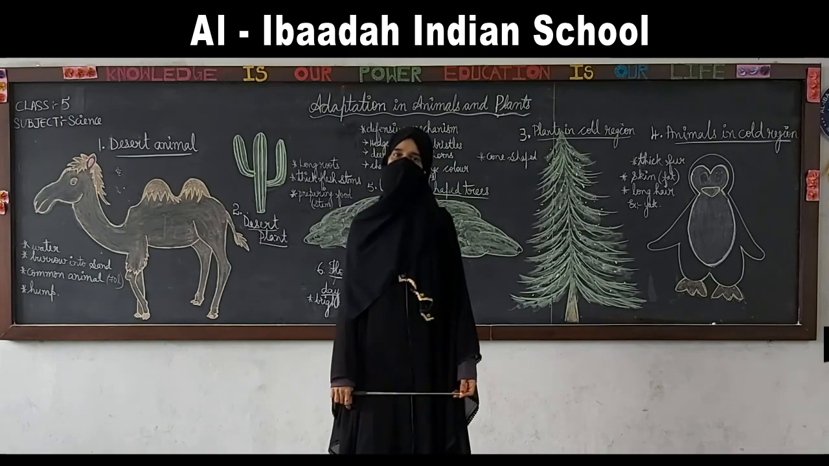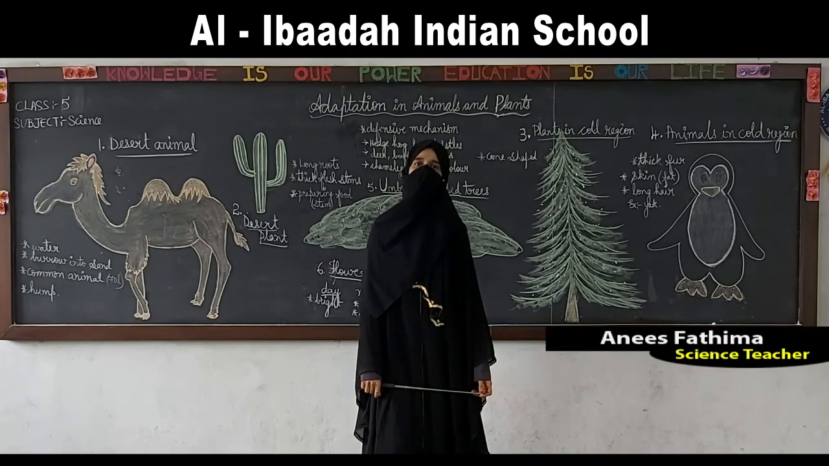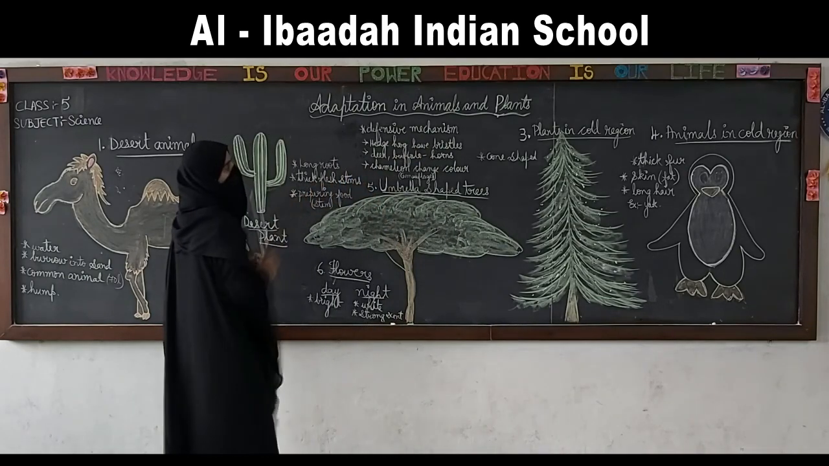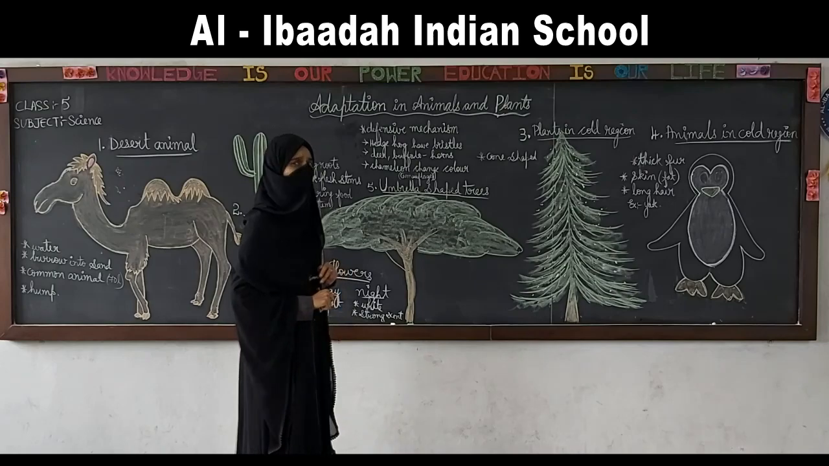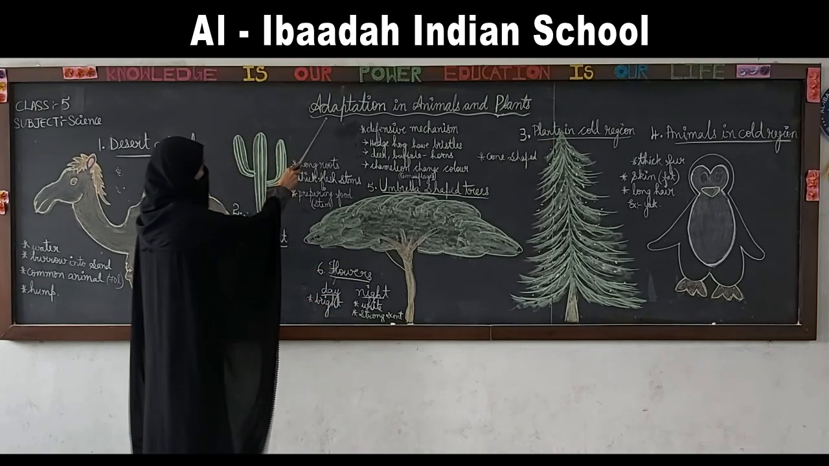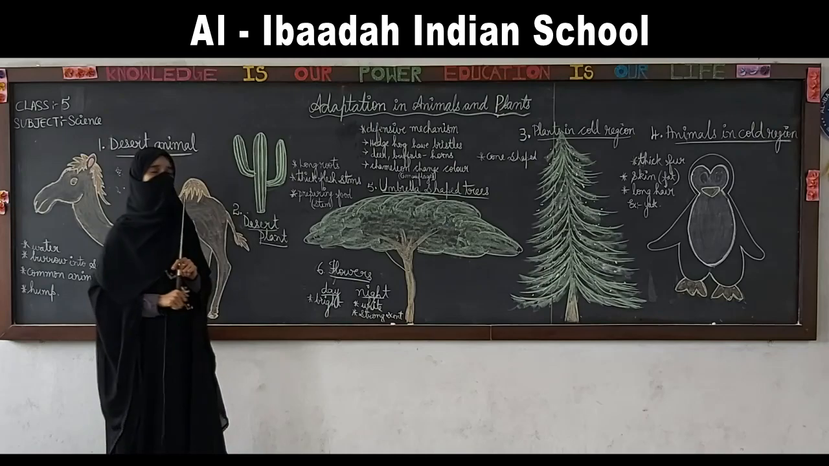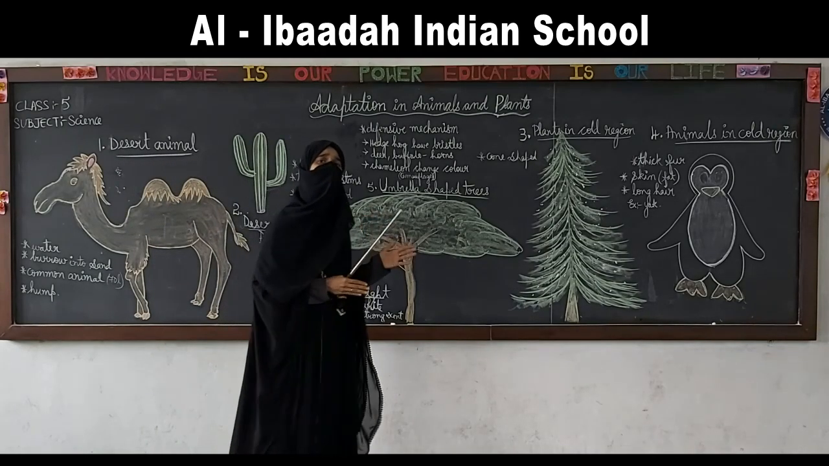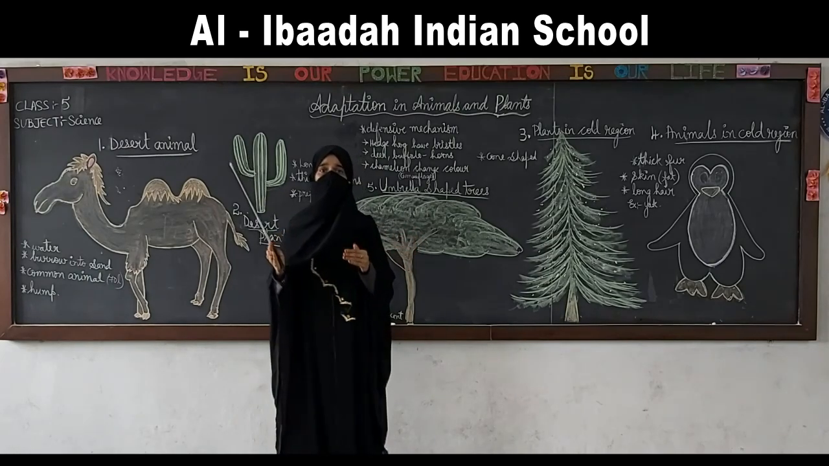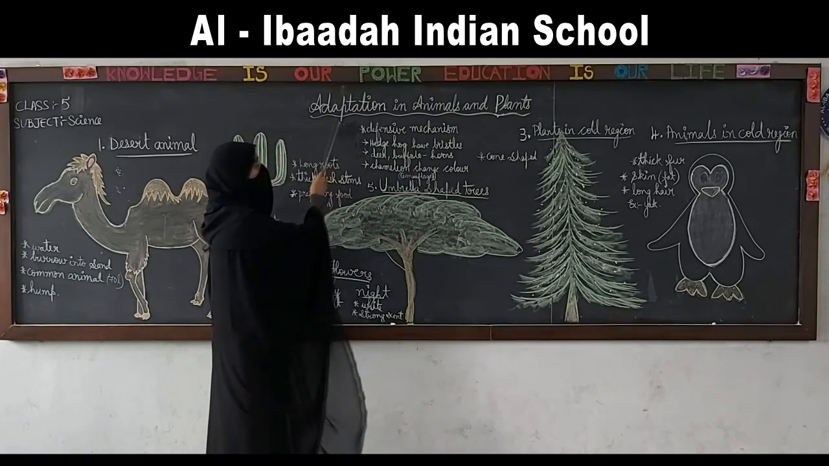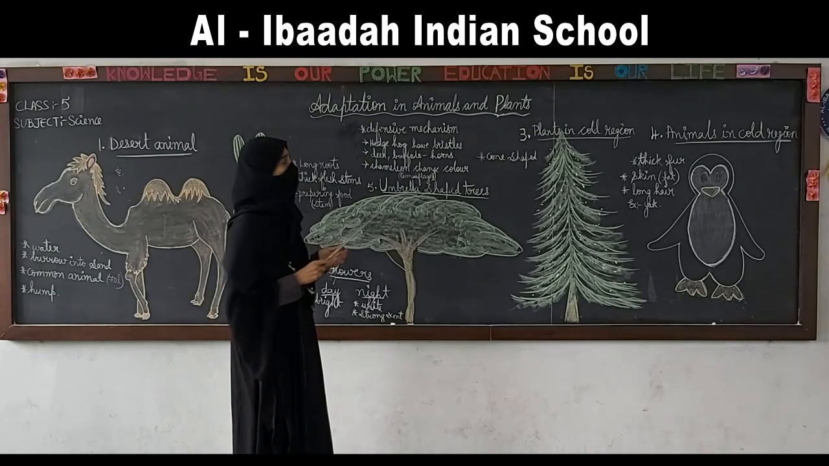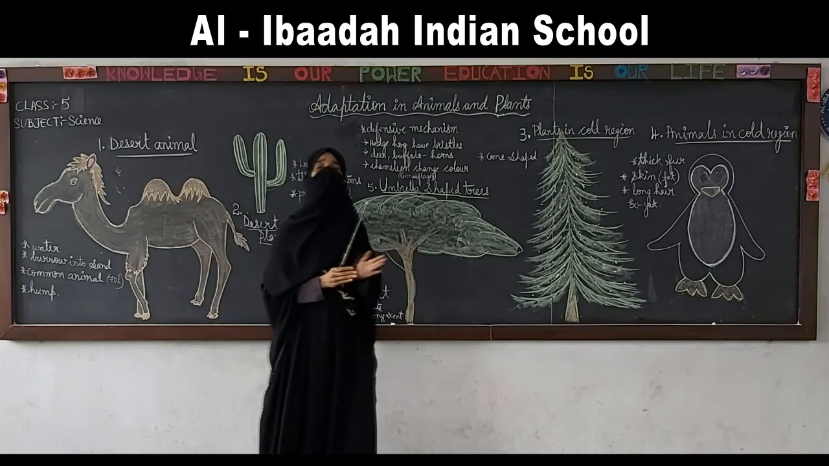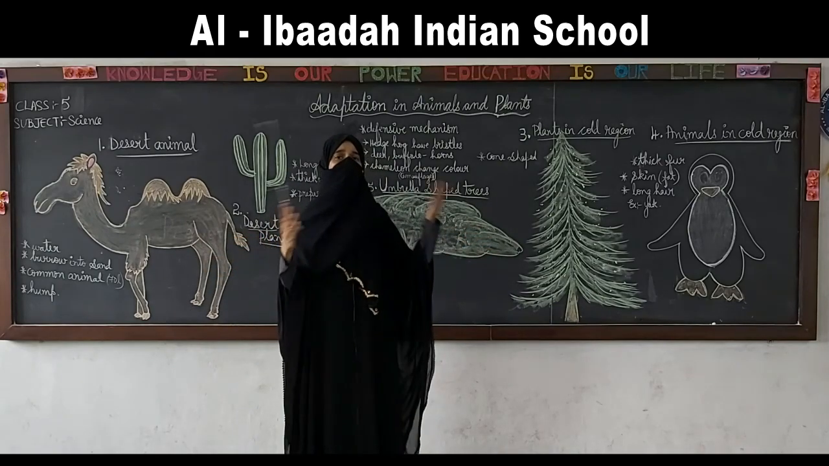I am your science teacher taking the classes of semester 1 and today's topic is adaptation in animals and plants. Students, what do you mean by adaptation in animals and plants? In order to survive, plants and animals need to be fit to be able to adapt themselves to their surroundings. Plants and animals are everywhere. They are in the land as well as water.